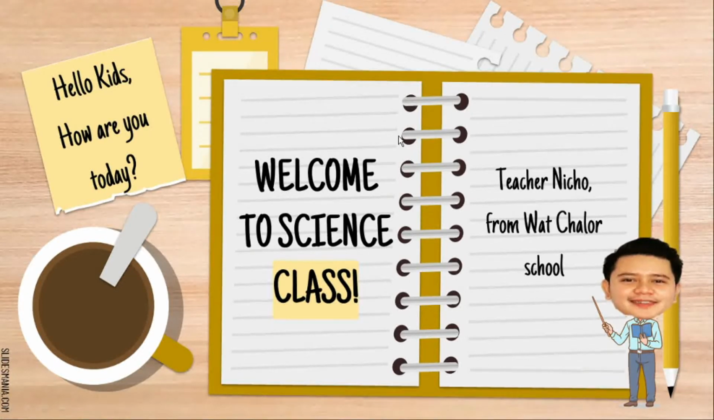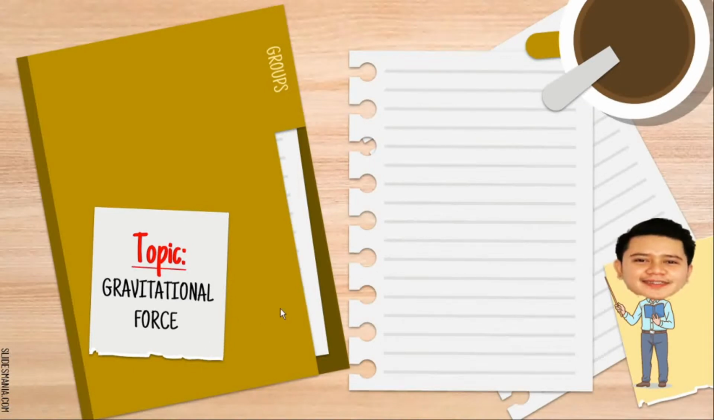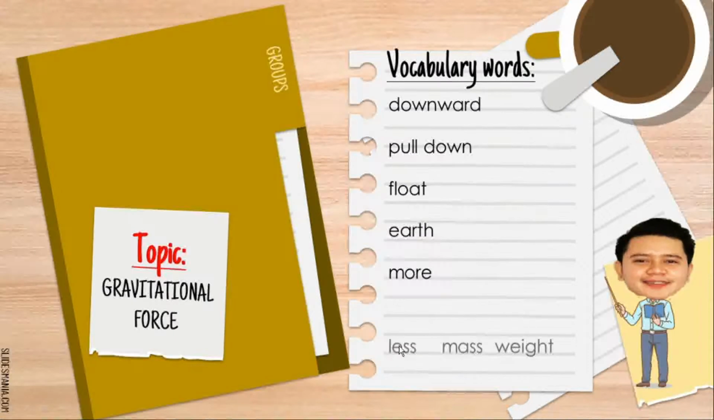So once again, welcome to another science class. And then our topic for this week was all about the gravitational force, okay? So this is our vocabulary words. So we have the downward, pull down, float, earth, more, less, mass, and weight. Again, downward, pull down, float, earth, more, less, mass, and weight.